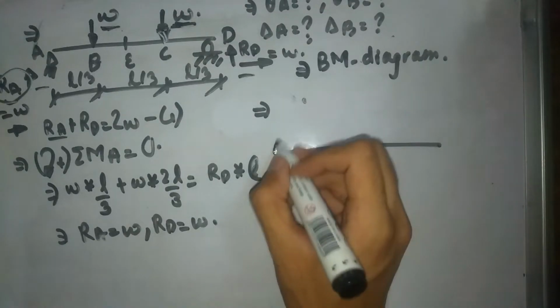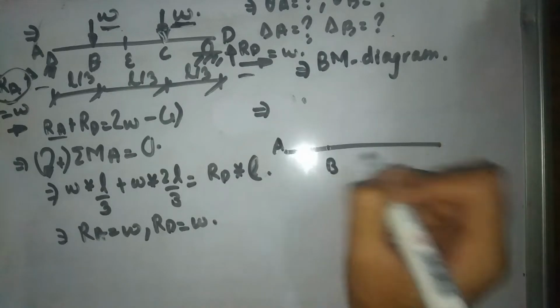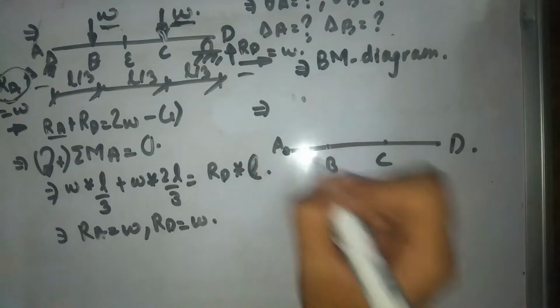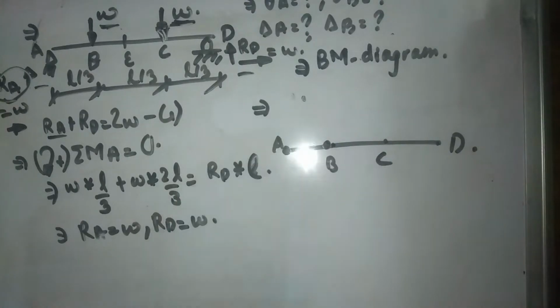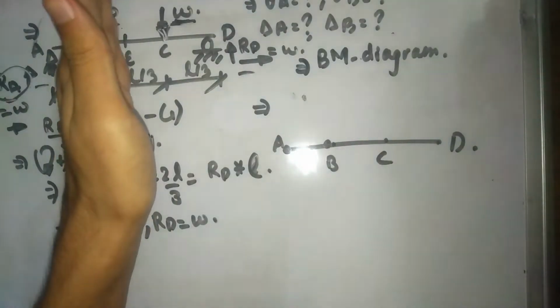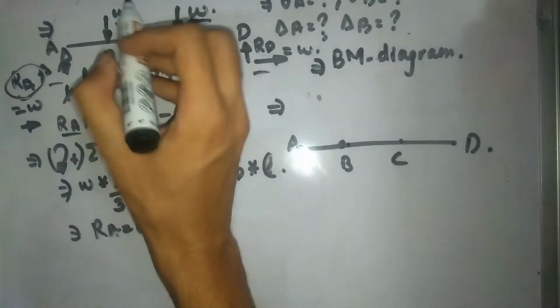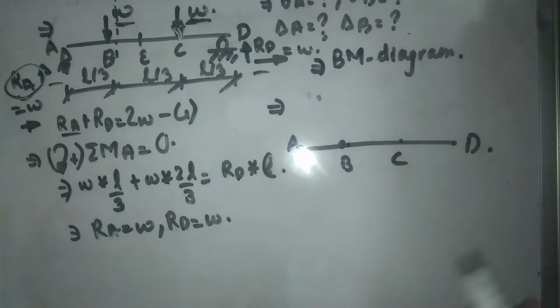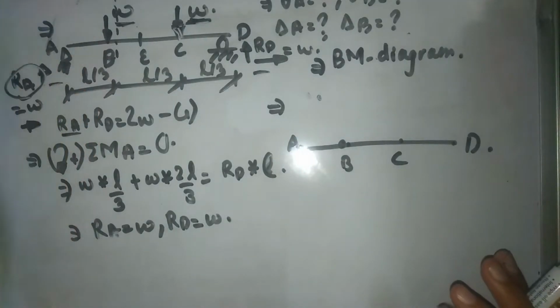So this is my point A, this is my point B, this is my point C, and this is my point D. So bending moment about A is always going to be 0, and bending moment about B. In order to calculate bending moment about B, just see the sections up to B. We're not going to see any section beyond B. So we're going to see the C up to B only.